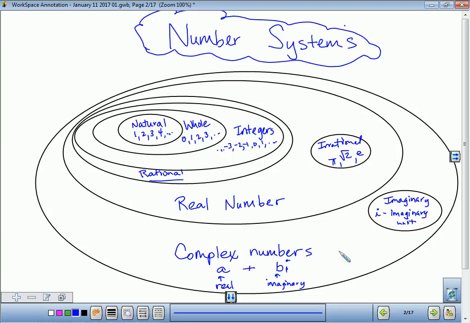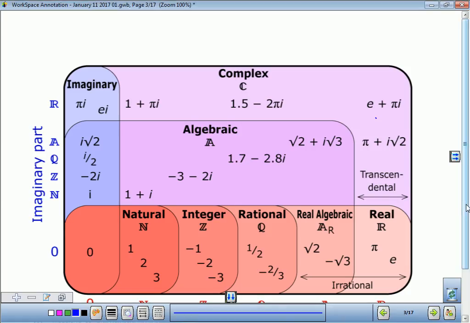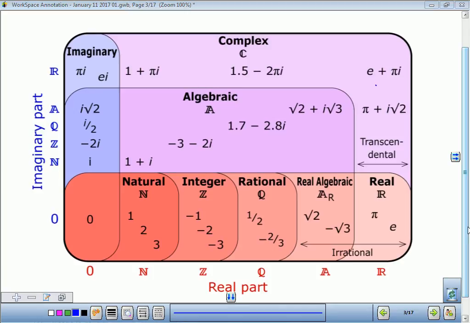This contains it all. Now we can define more specifically some things that live within this bubble. The definitions that you need to know we've already talked about, so I'm not going to ask you about transcendental numbers.